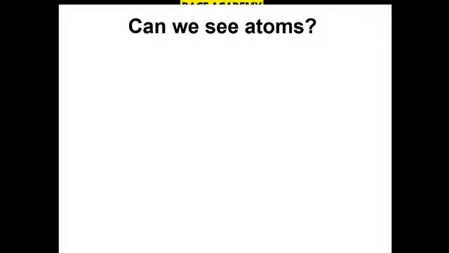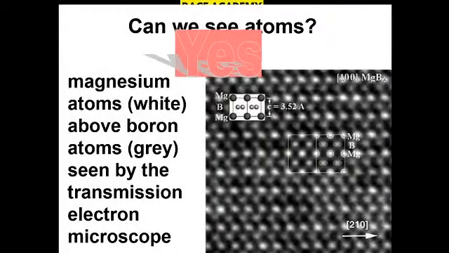Can we see atoms? Yes. Magnesium atoms are white. Above, they are present. Boron atoms are gray, seen by the transmission electron microscope.